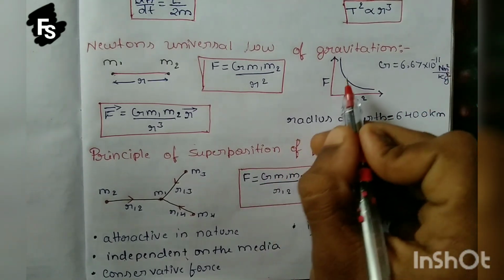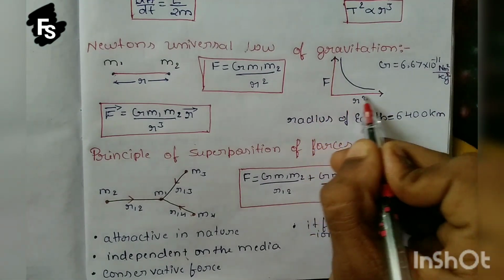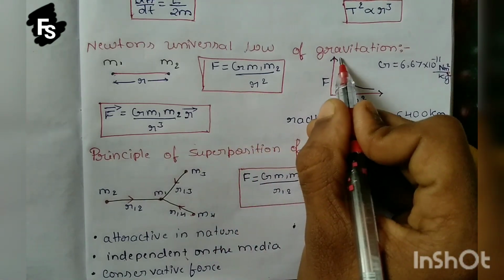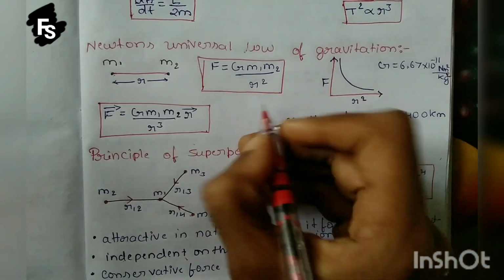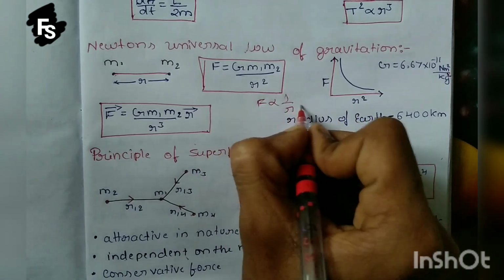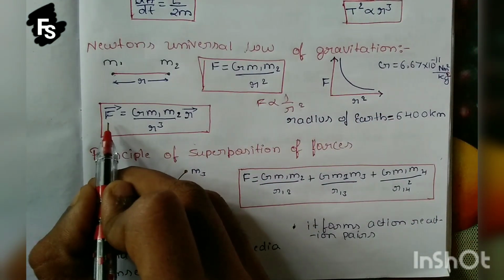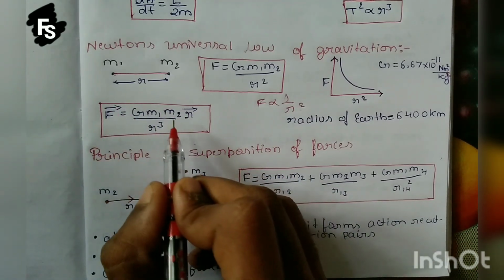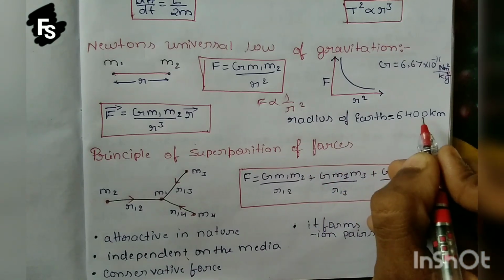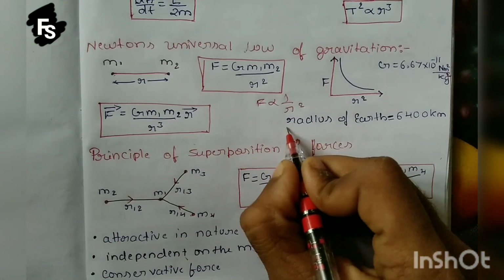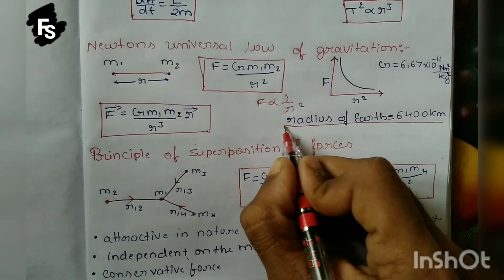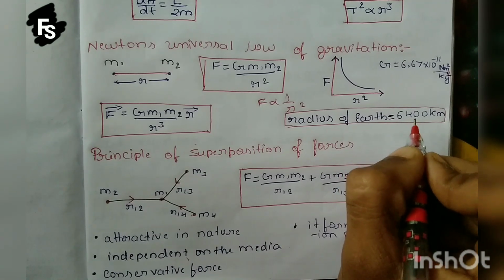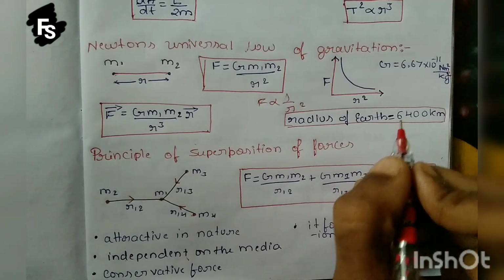Here the graph would be like this, F versus r square. F is inversely proportional to r square, so the graph is like this. Next, in terms of vectors, F vector is equal to G m1 m2 into r vector by r cube. Remember, this is a very important formula. The radius of the Earth is equal to 6,400 km. Remember these very important values, which will be used in all the problems in the gravitation chapter.